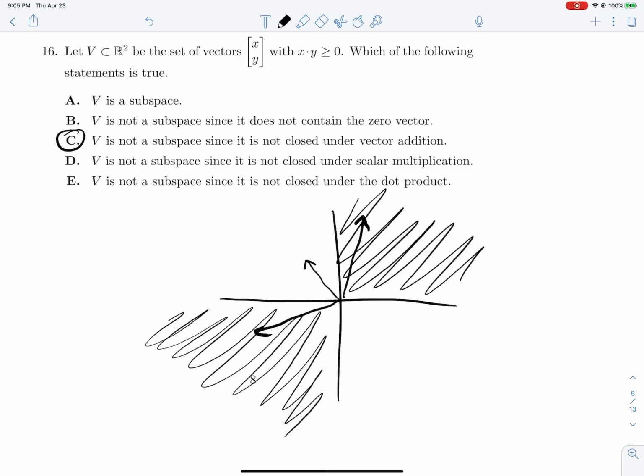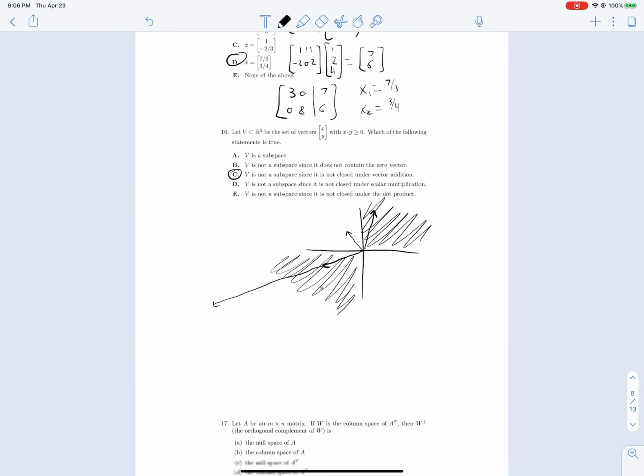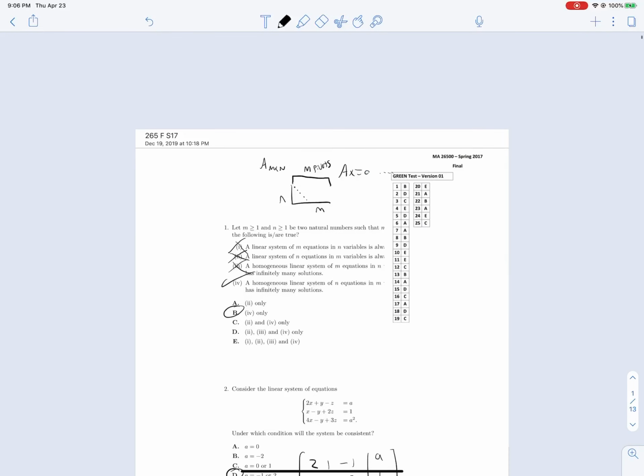It does contain the 0 vector, and it does stay closed under scalar multiplication. You know, this quadrant extends infinitely this way, so if you choose any of these vectors and multiply them by any factor, you'll still be good no matter how far you go out. So 16 is C.